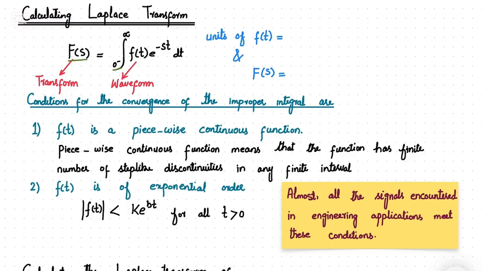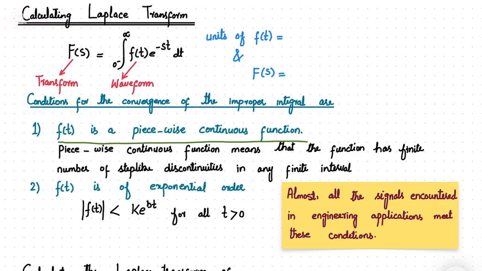This F of s is known as the transform in the s domain, and this f of t is the function in the time domain. There are two conditions for the convergence of this integral, because the integration limits are from 0 minus to infinity. The first condition is that f of t is a piecewise continuous function.